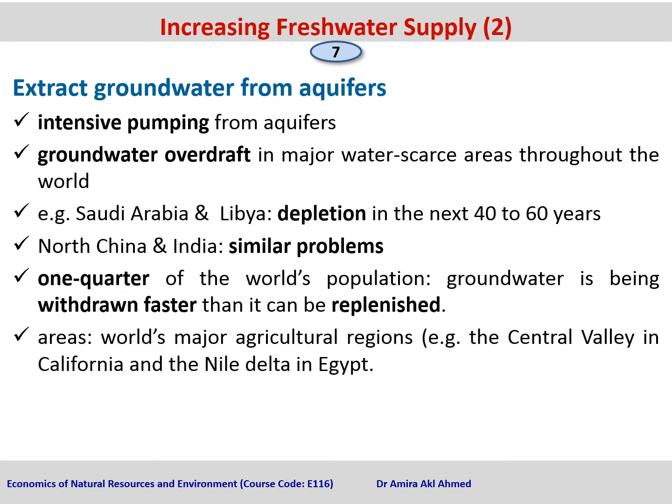It is worth mentioning that nearly 1/4 of the world's population lives in areas where groundwater is being withdrawn faster than it can be replenished. This includes many of the world's major agricultural regions, including the Central Valley in California and the Nile Delta in Egypt.